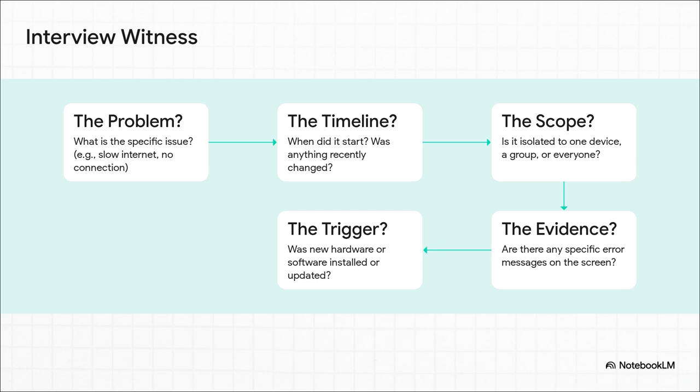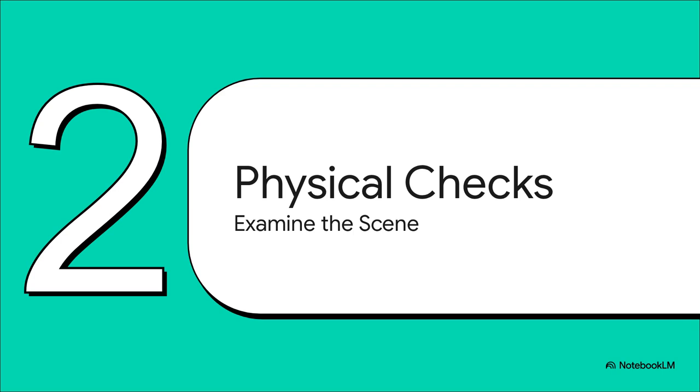And here's the big one. Did anything at all change right before it broke? A new router, a software update? Getting these answers is going to narrow down the list of suspects like you wouldn't believe. Once we have that initial report, it's time to actually go to the scene of the crime. And when it comes to networks, that means looking at the physical hardware.